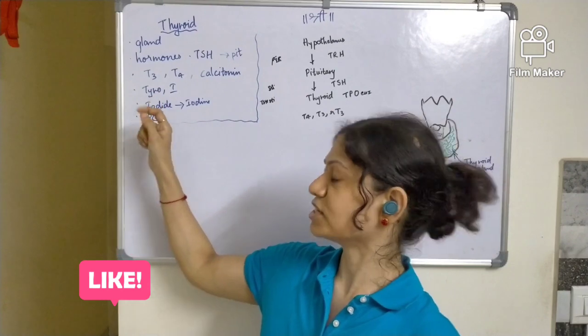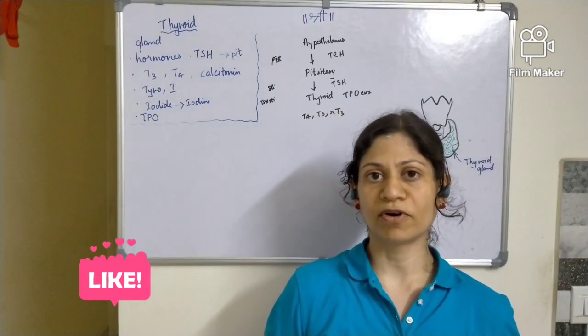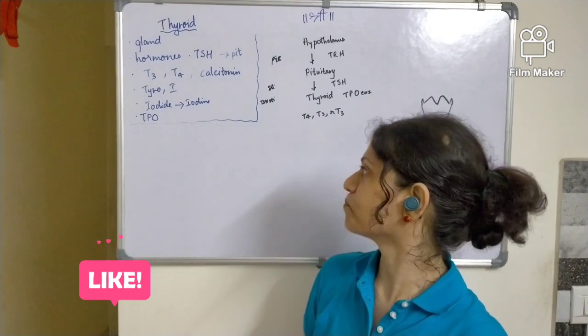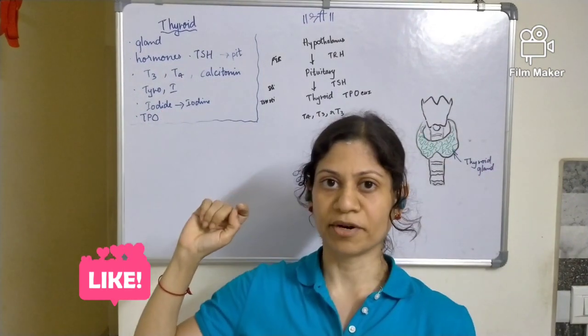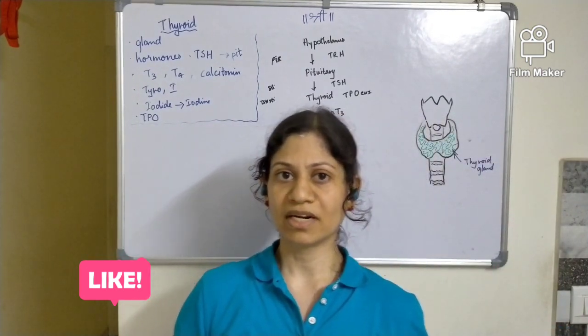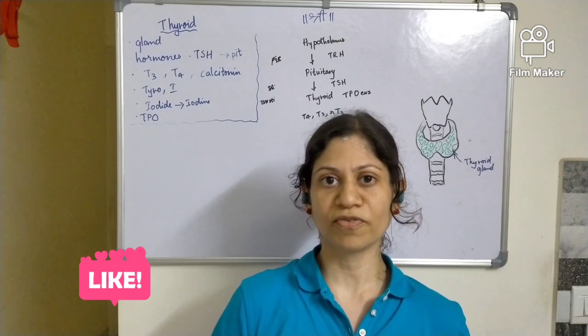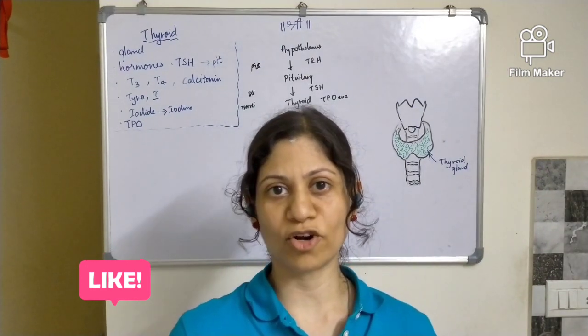Now we require tyrosine, that is an amino acid, and iodine for the proper functioning of your thyroid gland. In your thyroid gland, iodide is oxidized to iodine. Thyroid peroxidase is an enzyme that is required for the production of enough thyroid hormone. Now let's understand the metabolism of your thyroid gland.